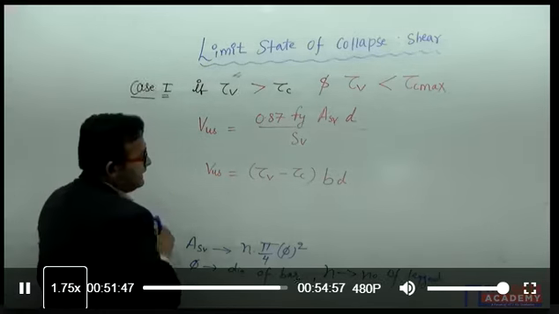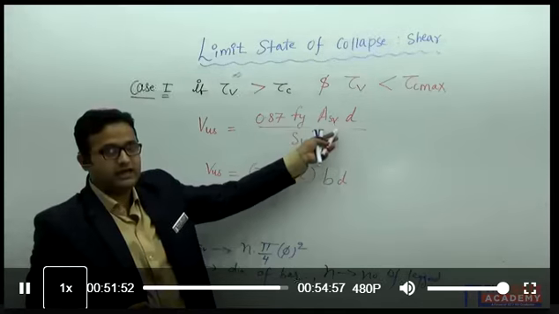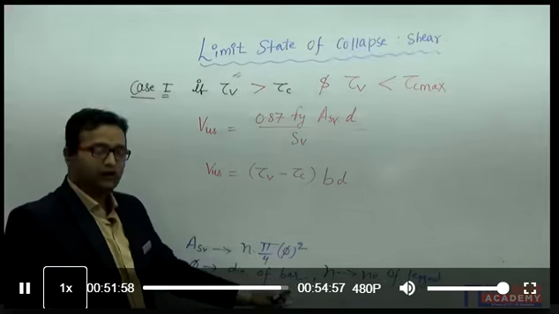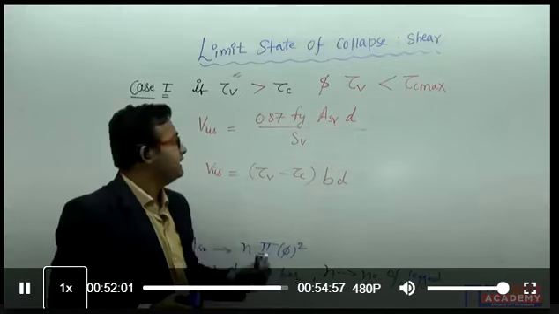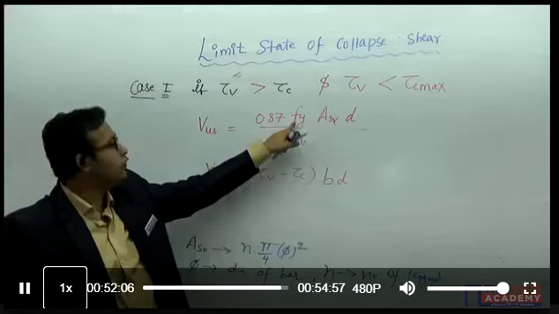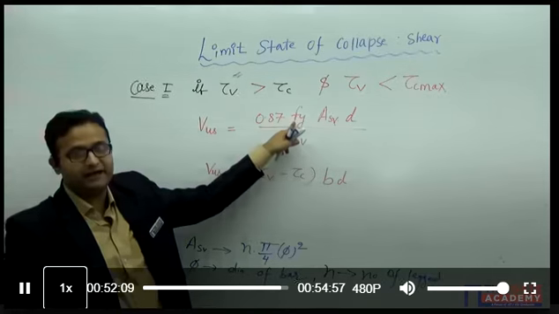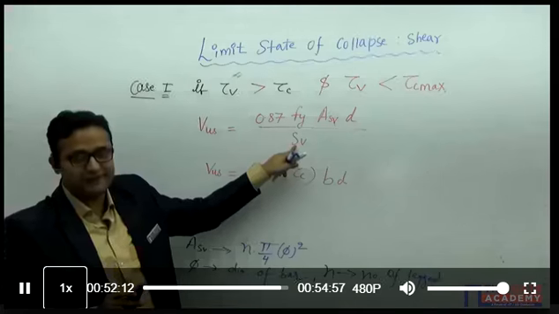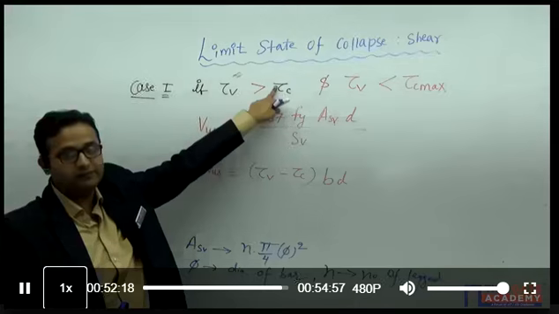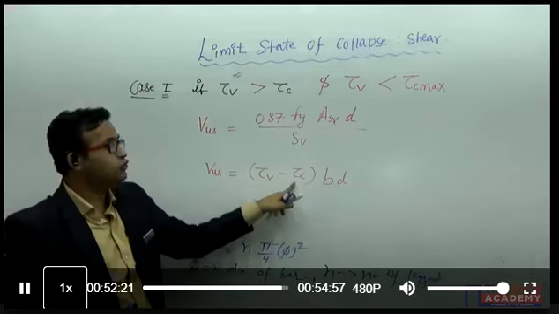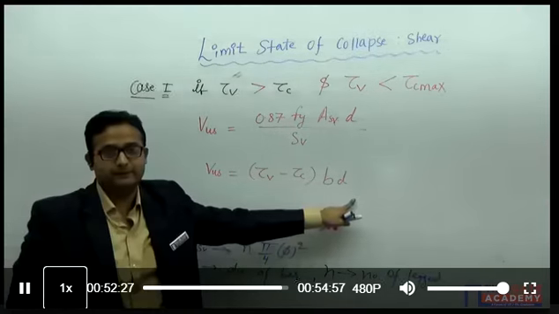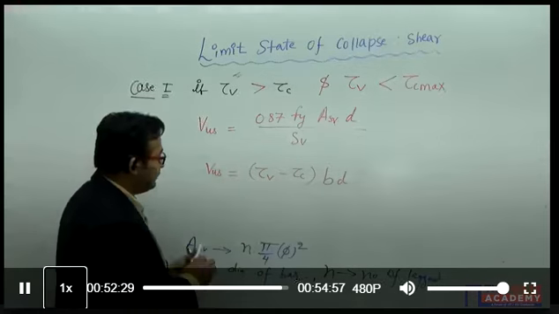All the nomenclatures are the same. ASV is the area of stirrups, and it is equal to N into pi by 4 phi square, where phi is the diameter of bar and N is the number of legs. D is the effective depth of the beam. Fy is the grade of steel which is going to be used for stirrups, and it should not be greater than 415. SV is the spacing of shear stirrups. Definitely, if tau v is greater than tau c, we need to design the shear stirrups for the shear force of tau v minus tau c into BD. Right?